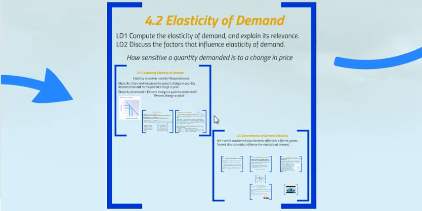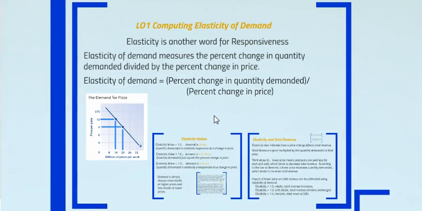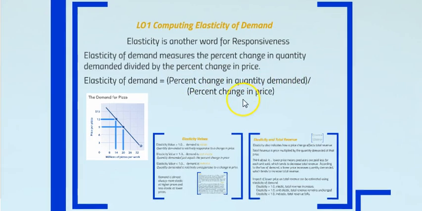Elasticity just talks about how sensitive a quantity demanded is to a change in price. So first of all, to compute the elasticity of demand, elasticity is another word for responsiveness. You'll need to know this for the test. Elasticity of demand measures the percent change in quantity demanded divided by the percent change in price. And we'll do an example here.